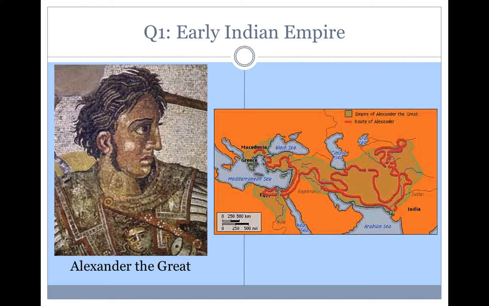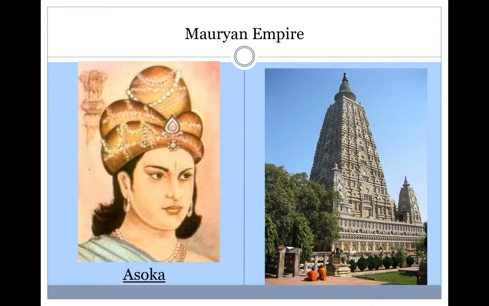Alexander the Great tried to conquer India in 327 BCE, Before the Common Era, but was driven out by the newly established Mauryan Empire. Up there on the screen for you.